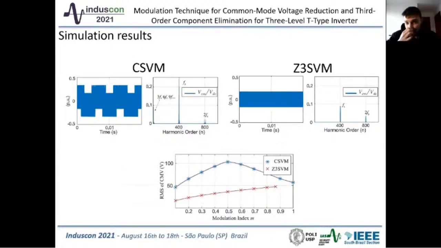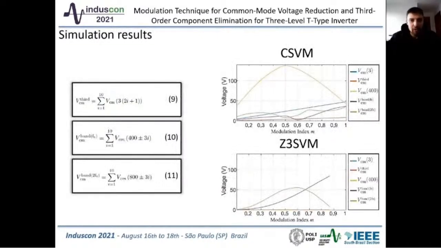In the figure on the bottom, we have the root mean square of the common mode voltage as a function of the modulation index. The proposed strategy has lower common mode voltage for any modulation index. In the figures on top, it's visible that the proposed strategy has no other harmonic components. Also, the components at the switching frequency are much lower.